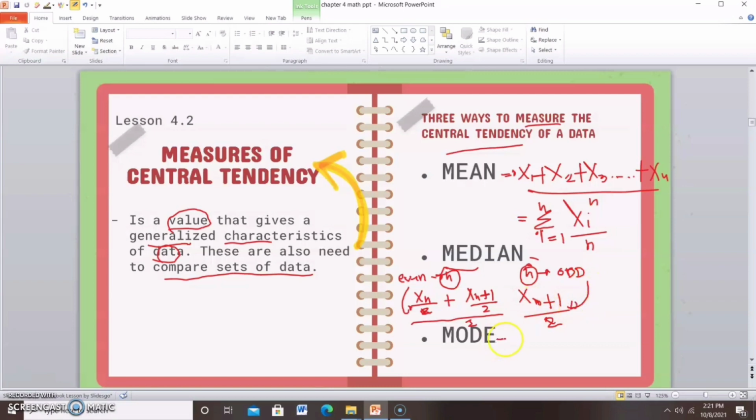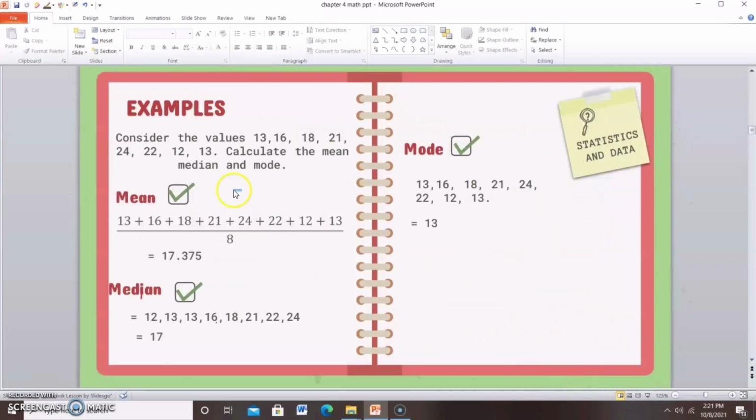The next is the mode. The mode is the most frequent value in a set of data, meaning the number that repeats in a set of data. That is the mean, median, and the mode. So, let's go to the example.